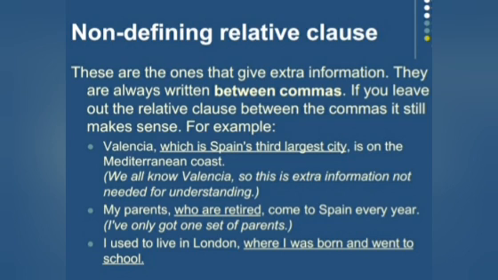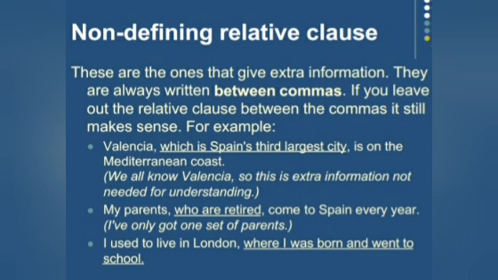Okay, take the second example. My parents who are retired come to Spain every year. Okay, so who are retired is extra information. Retirement has nothing to do with going to Spain. If I remove this clause, who are retired, from the sentence, you are left with my parents come to Spain every year. Now what I am left with makes complete sense. And therefore this clause who are retired is separated from the main clause with commas.